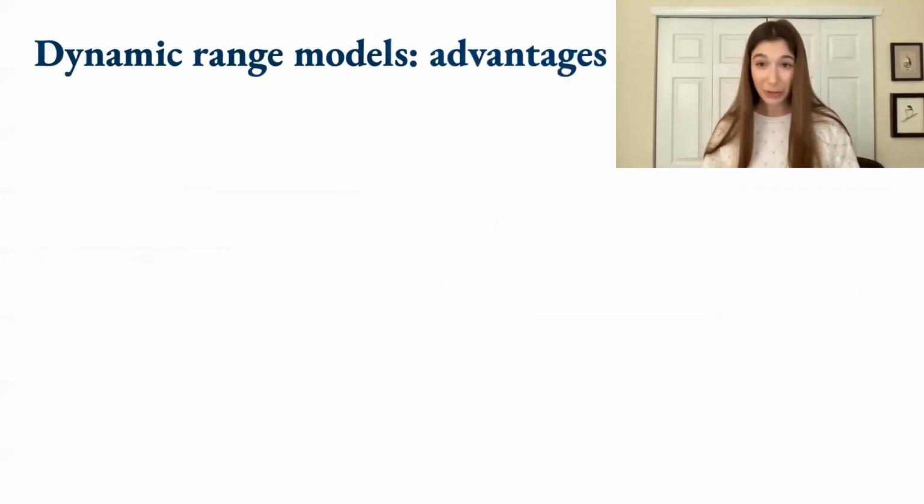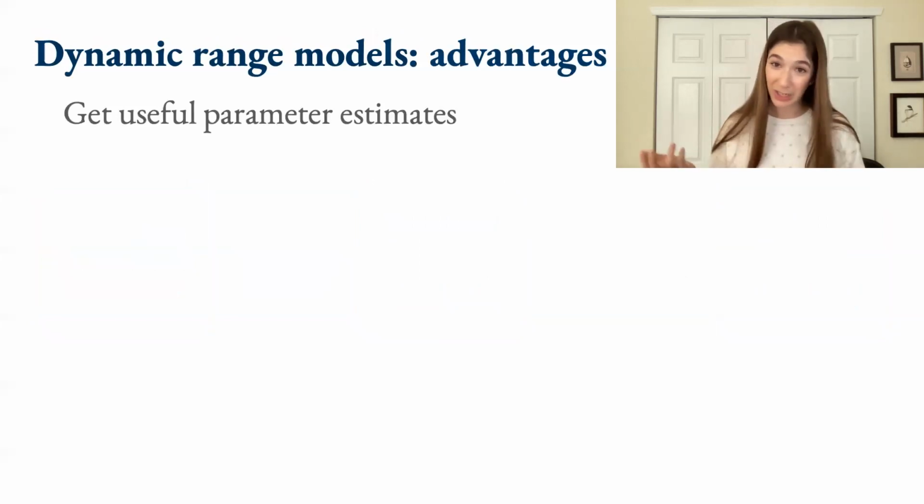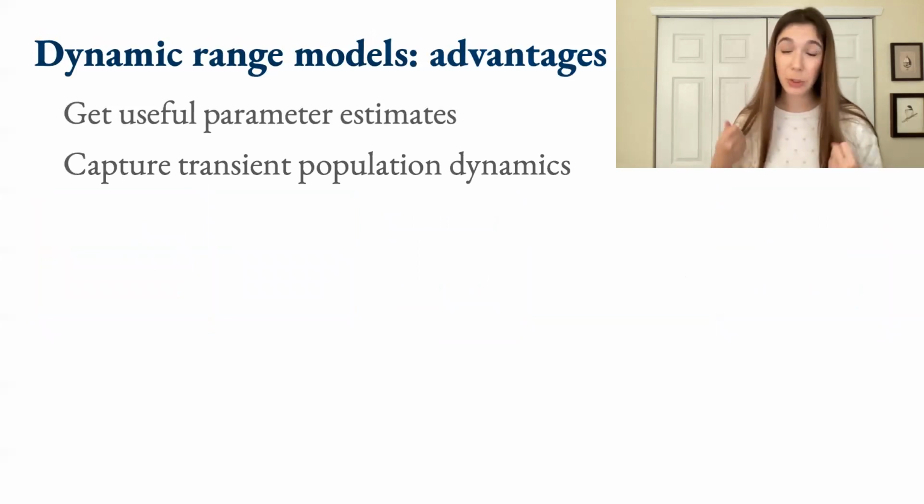So these models have a lot of promise. The parameter estimates themselves can be very interesting from an ecological standpoint. They can also potentially do a better job than other strategies of capturing transient population dynamics because at their core, they're demographic models that incorporate and deal with the relationship between abundance and distribution.